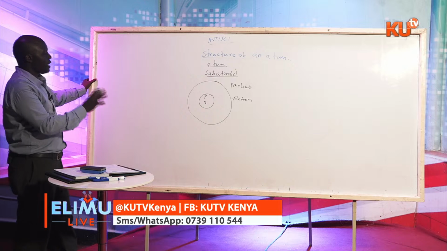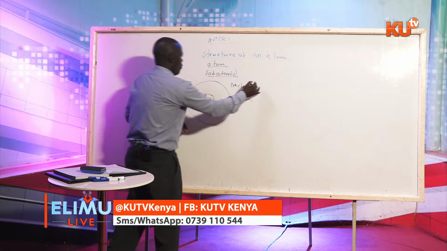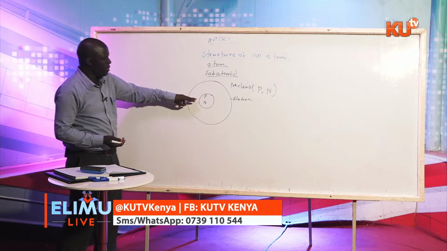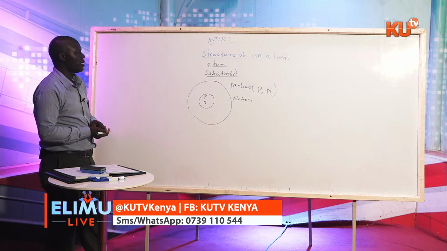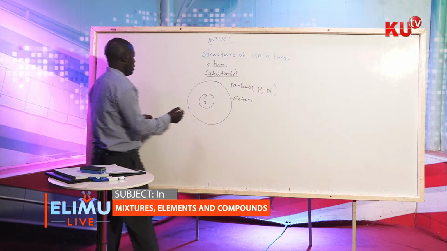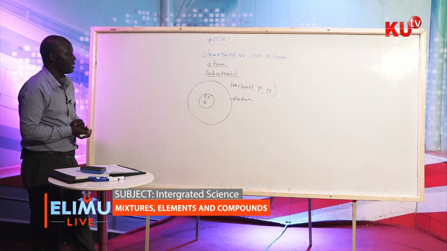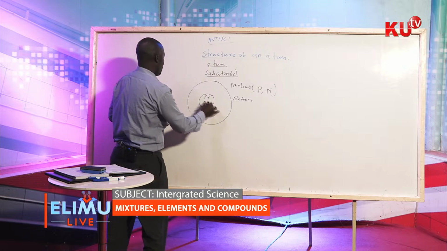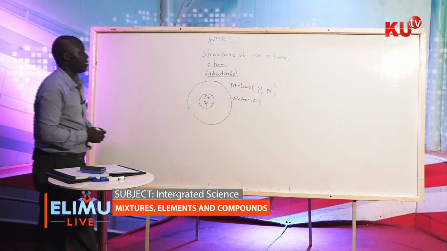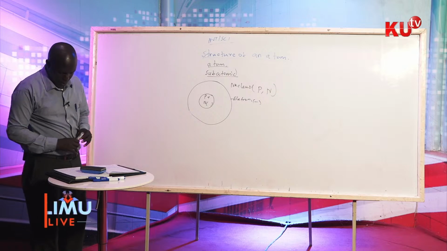So once we have known the structure of an atom, we know it has a nucleus. And what do we have in the nucleus? We have protons and neutrons. Now, these particles have different charges: the proton has a positive charge, the neutron is neutral, and the electron has a negative charge. So just to go very fast and look at this.